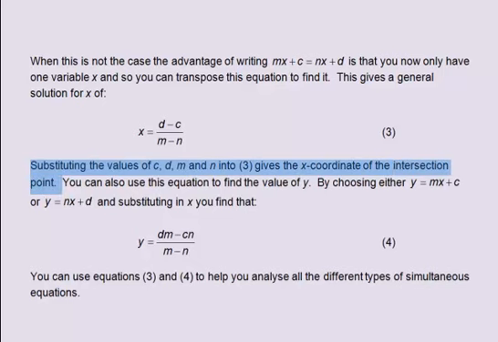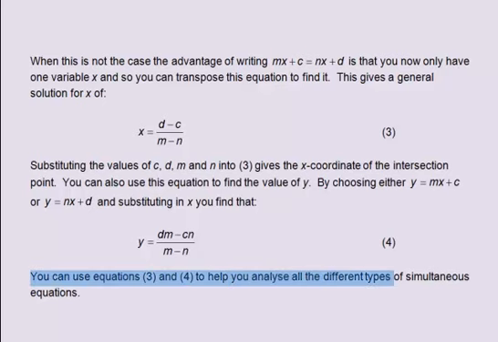Substituting the values of c, d, m and n into equation 3 gives the x coordinate of the intersection point. You can also use this equation to find the value of y by choosing either y equals mx plus c or y equals nx plus d and substituting in for x. You find that y equals d multiplied by m minus c multiplied by n, all divided by m minus n. This is equation 4.